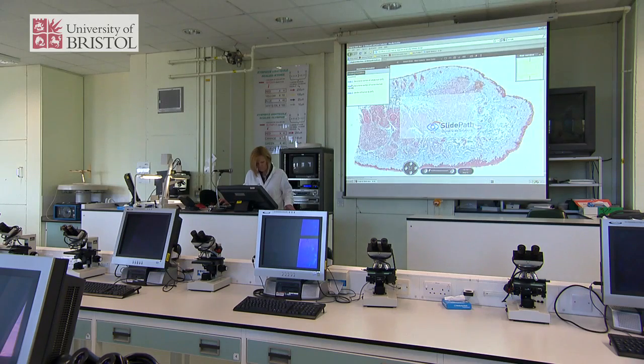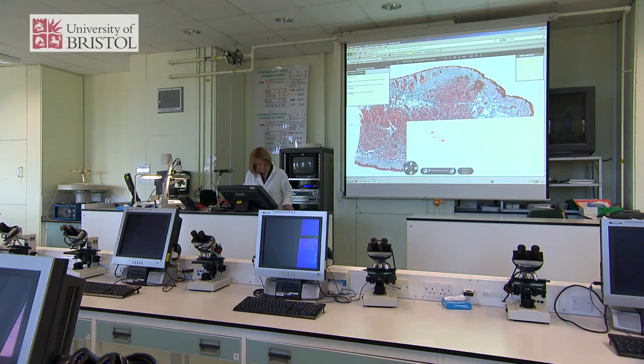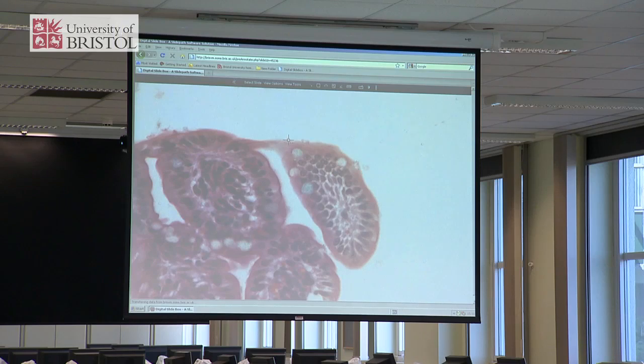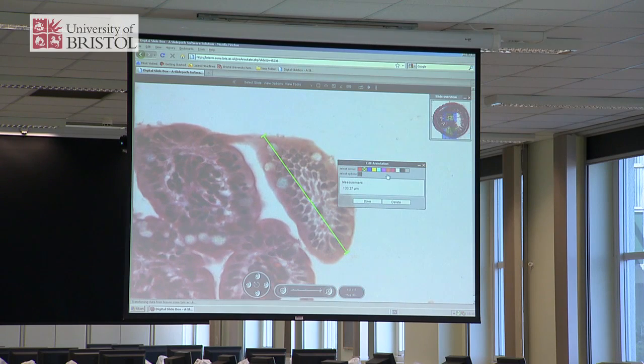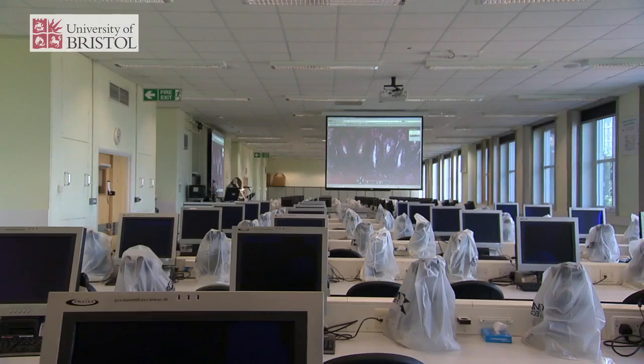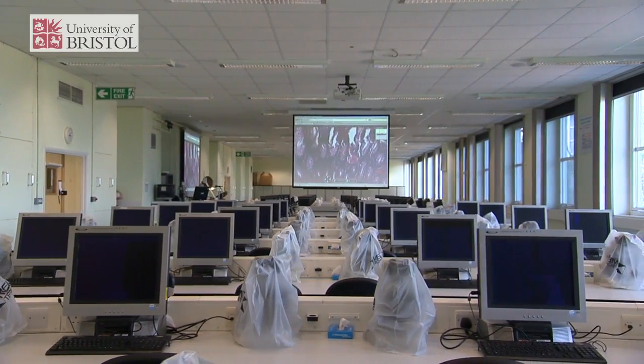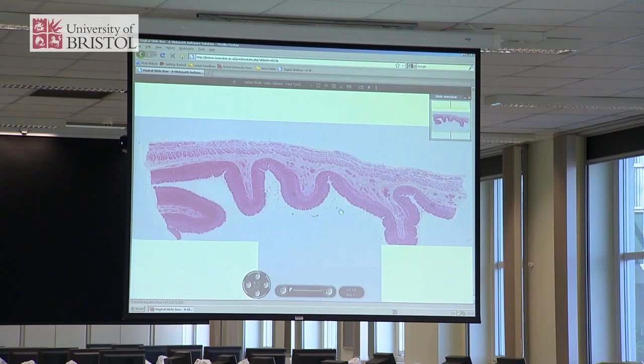The virtual microscope that we have is a fantastic resource for teaching students because within the class lab we can ensure that all students are viewing the same section at the same time. It's very easy to look at images on the screen and to talk about what you're seeing and explain what it is that students are seeing on the screen. The students also have 24-hour access to the specimens on the virtual microscope from wherever they happen to be.